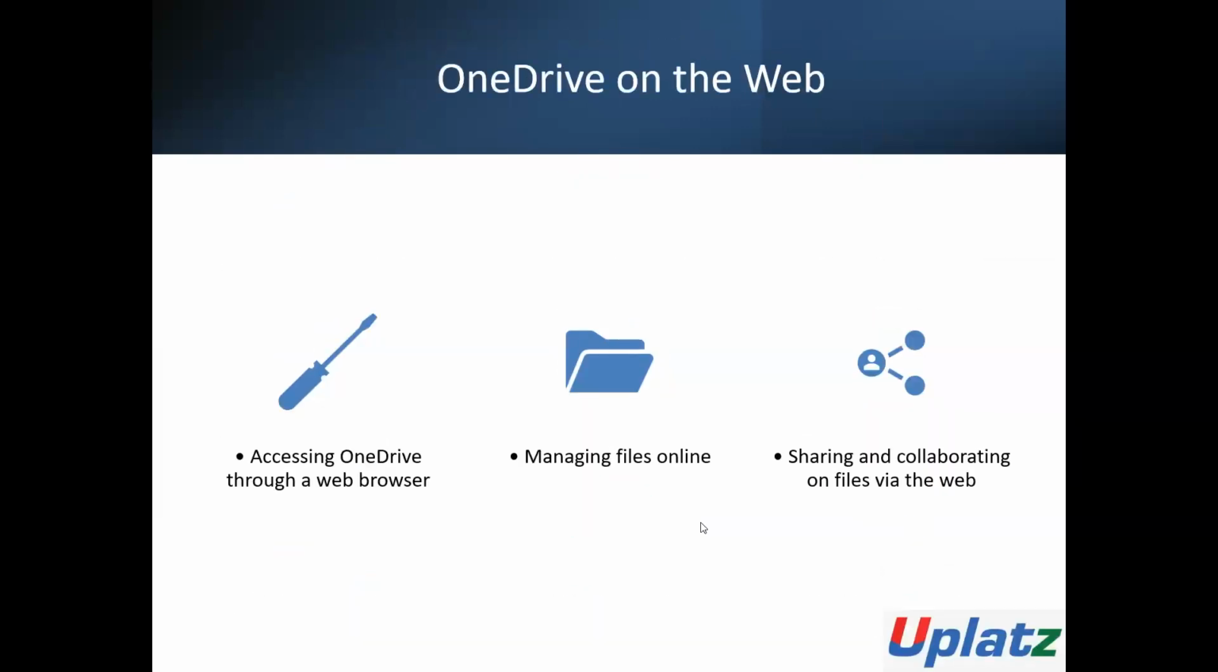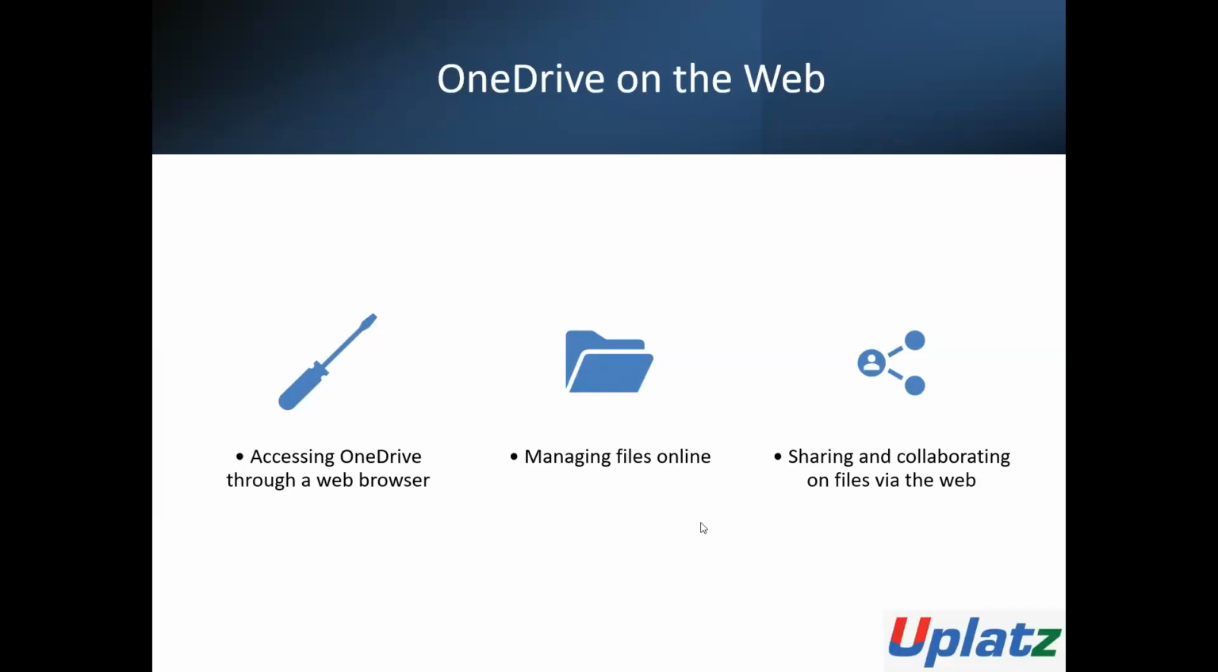So OneDrive on the mobile is one important part. Similarly, we have OneDrive on the web. That is very important as well. So OneDrive on the web is very useful, and it is one of the major tools of collaboration and sharing between users, between different types of professionals. So first we need to access OneDrive through a web browser.